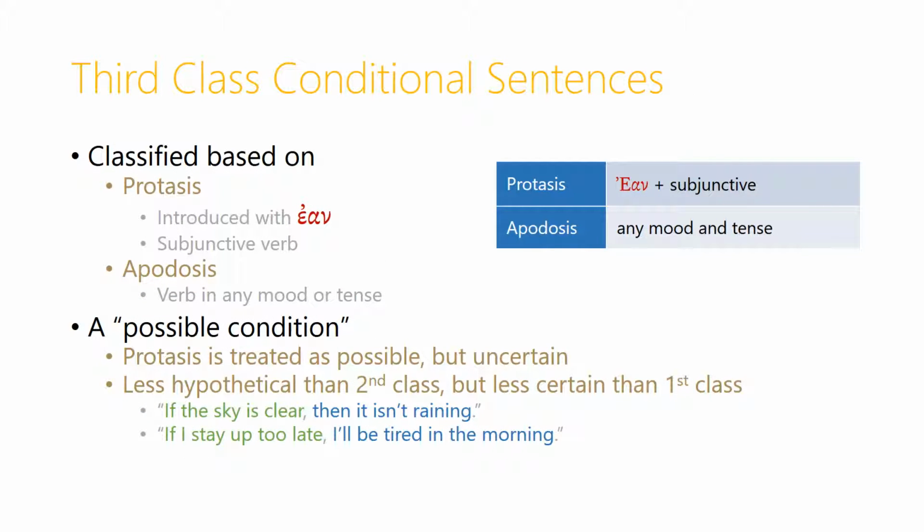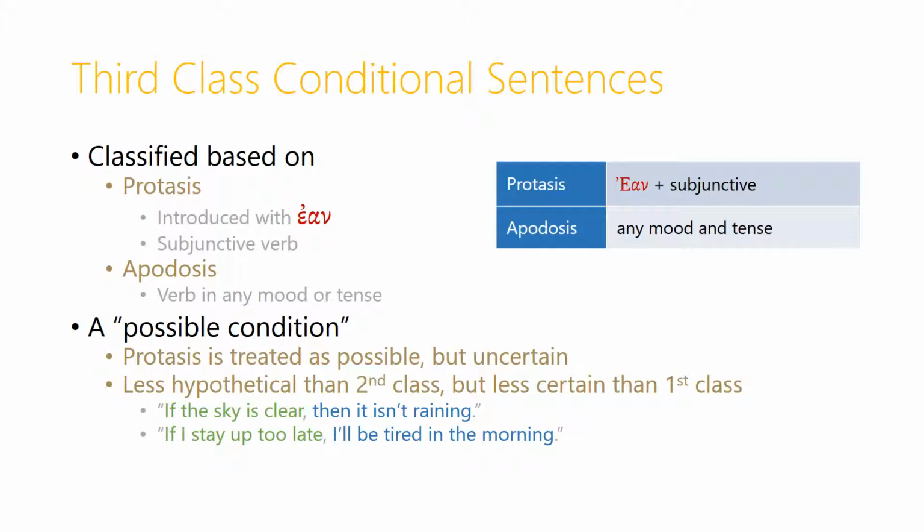Finally, the third-class conditional sentence uses a different word for if. It uses ean to introduce the protasis. It also uses a different mood in the protasis, the subjunctive mood. In the apodosis, though, you can have any mood or tense for the verb. It's really quite open. A third-class conditional sentence is a possible condition. The protasis is treated as possible but uncertain. It's less hypothetical than a second-class condition, but less certain than a first-class condition.